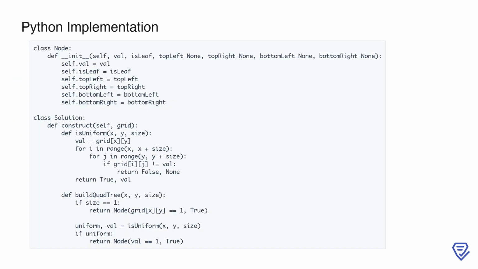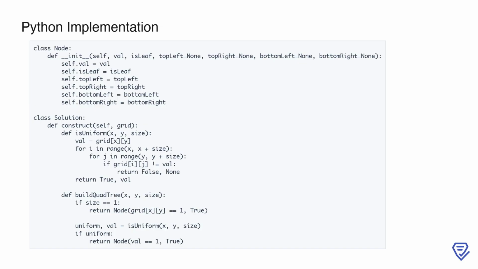Here, we start by defining the node class, which represents the structure of each node in our quad tree. Each node has a value, val, which indicates whether the region it represents is entirely filled with ones or zeros. The isLeaf attribute tells us if the node is a leaf node, meaning it represents a uniform region of the grid. Additionally, the node has 4 child pointers, top left, top right, bottom left, and bottom right, which connect to the corresponding subregions of the grid. Next, we define the solution class and its construct method.